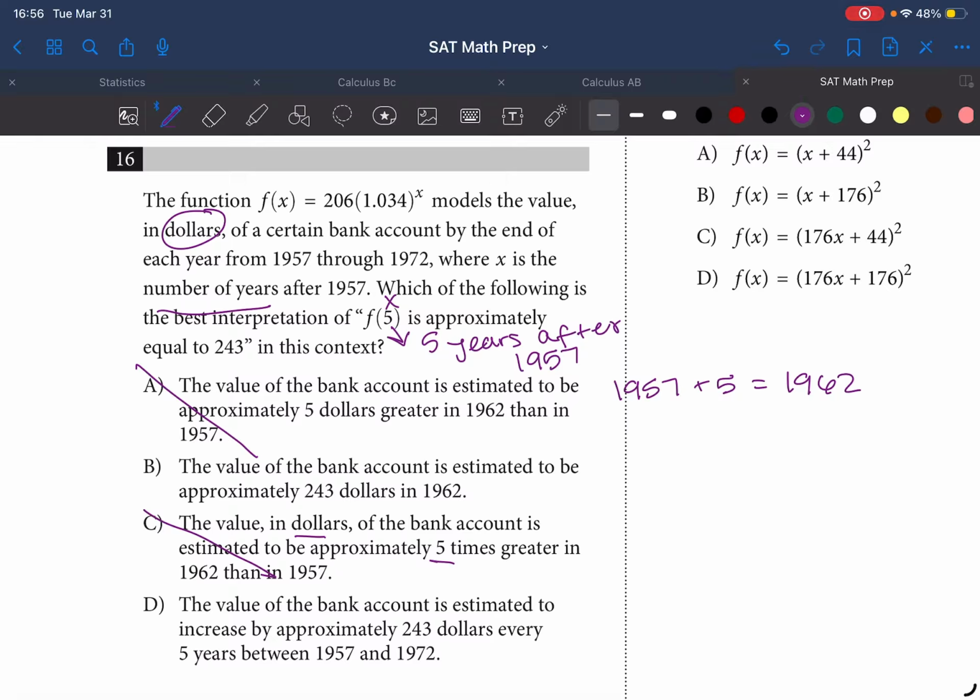Okay? If we look at this problem, this is an exponential, okay? One of those that are talking about the interest rate and how something is increasing that way. If this was saying to increase by $243 every 5 years, that means if we were to, let's say, do f of 10, we would have another increase of 243. F of 15, another increase of 243. When all this is saying is that X is 5 years after 1957, which means from 1957, when they initially invested their money, it was 206. After 5 years, it went up to 243, which means our correct answer is B.